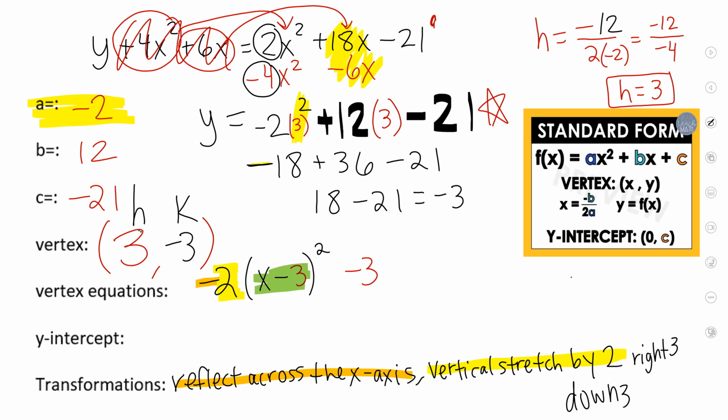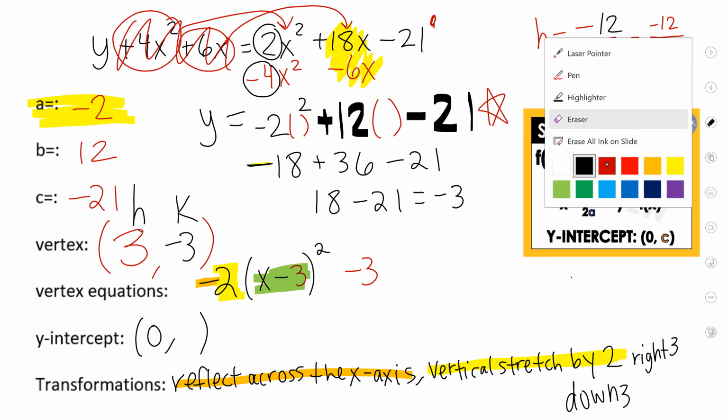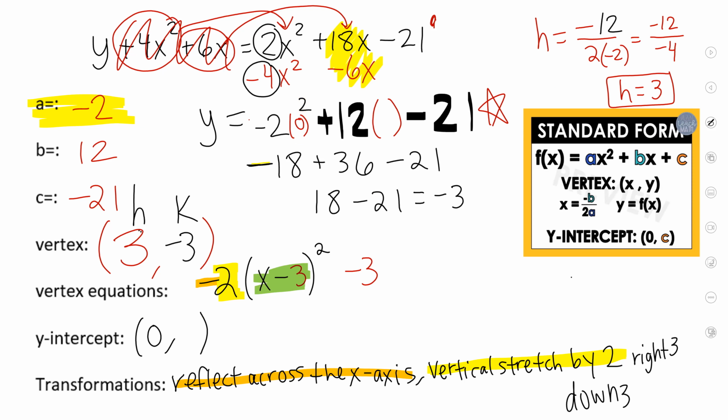Those are your transformations. Now, guys, the last thing, y-intercept. Plug in a 0. Let's see what the y value is. So, guys, going back to my original equation, if I put zeros in here, I put a 0 here, what will this part be? 0. If I put a 0 here, what will this be? 0. What am I left with? Negative 21. So your y-intercept is 0, negative 21.